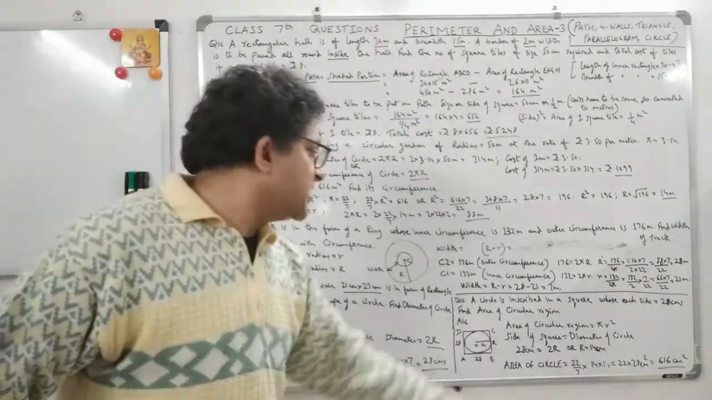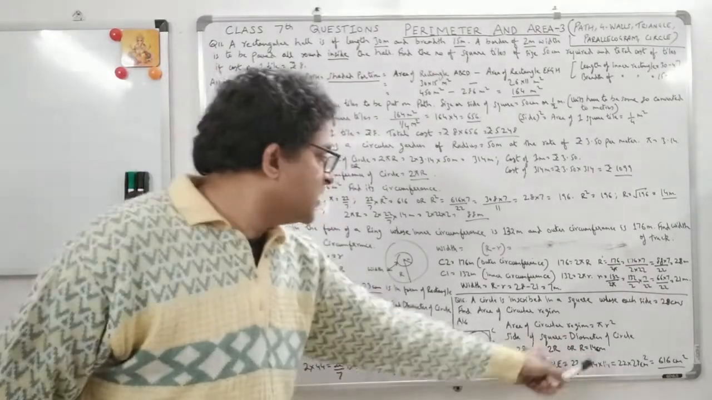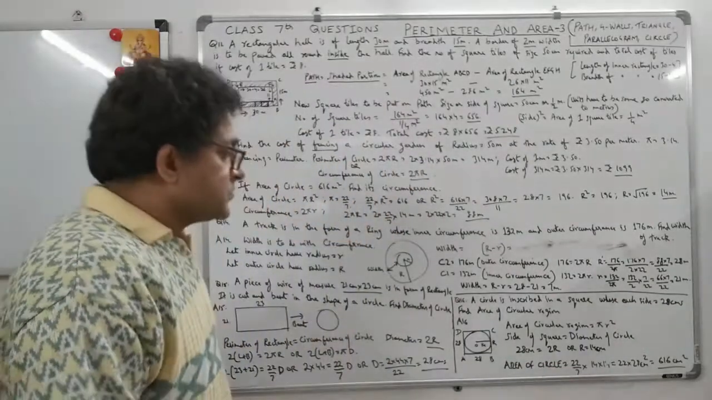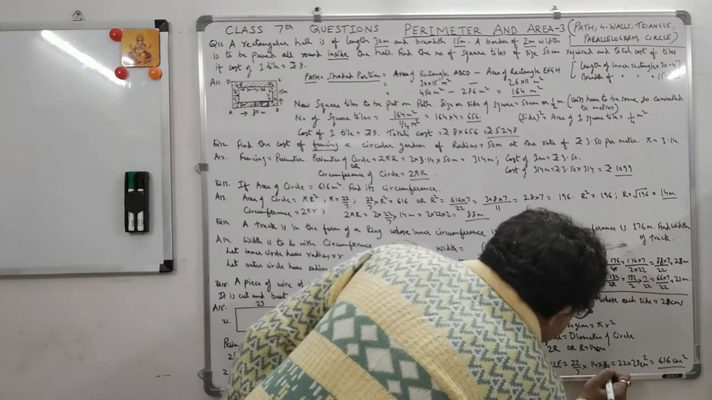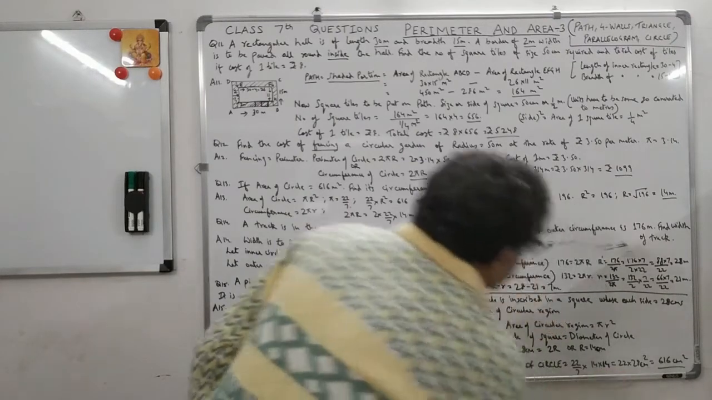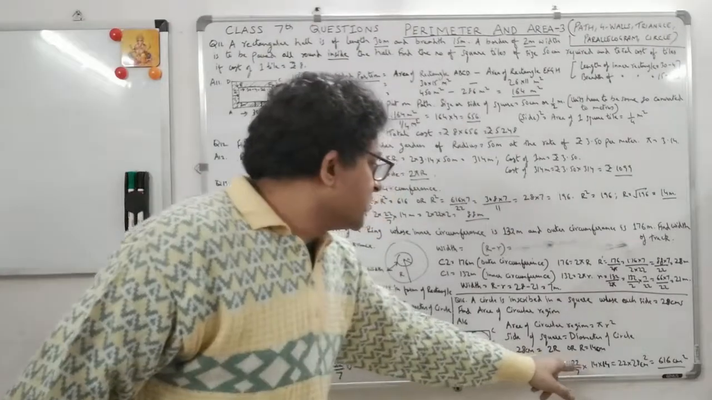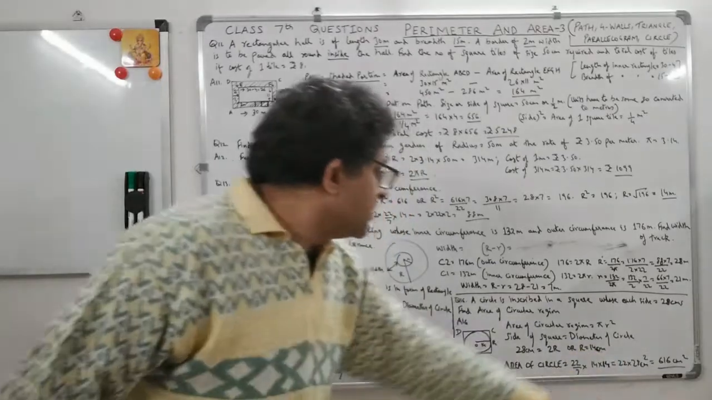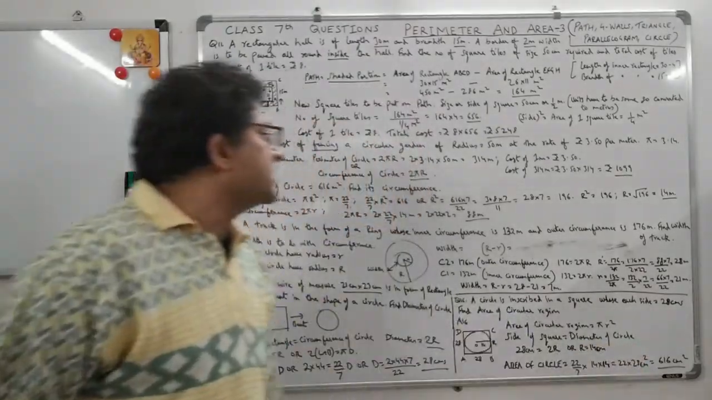So pi r square is the area, which is 22 by 7 into r, which was 14, square, which is 14 into 14. So you just cut 14 by 7, which is 2. So it becomes 22 and 2 into 14, so it's 22 and 28. So 22 into 28 is 616 centimeters square.